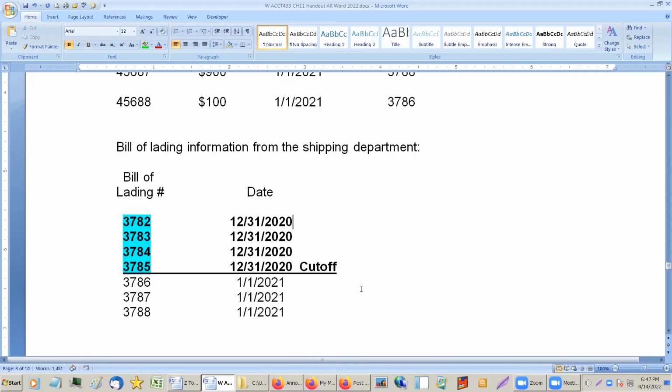By the way, one of the things you do when you're auditing inventory is go and see what the last bill of lading is for the end of the year. Remember, the bill of lading is a contract between the shipper and the seller. So there's actually another party involved in it.